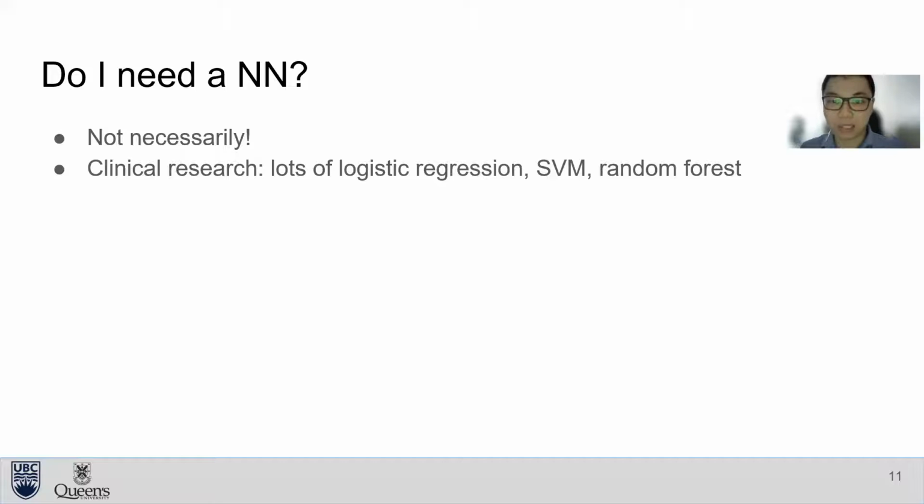So in clinical research, I would say even the majority of what's published out there is using the methods we talked about last week, like logistic regression, a support vector machine, or a random forest, because these are not only more interpretable, they're also much less costly to run.